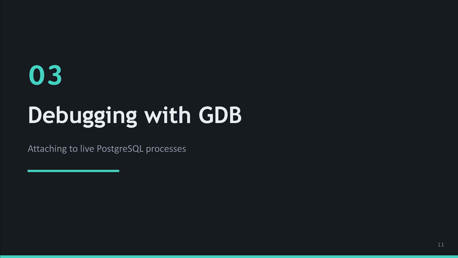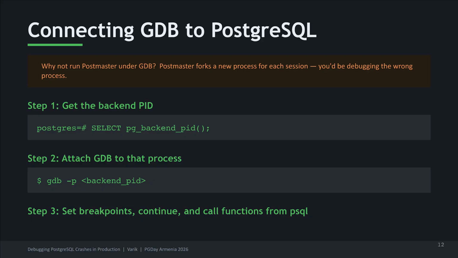Let's talk about GDB. For those who don't know, GDB is the GNU debugger, which helps you debug your programs. You can pause the execution and step by step execute the program, printing variables and local state. To connect GDB to PostgreSQL, we generally want to connect to the backend process instead of the postmaster, because the backend process is the one which processes our queries. So we'll need the process ID of the backend process. There is a function, pg_backend_pid, which gives the current backend process PID. Then we attach the debugger with gdb -p to our session. From there, we can debug, set breakpoints, continue, call functions and examine the memory.